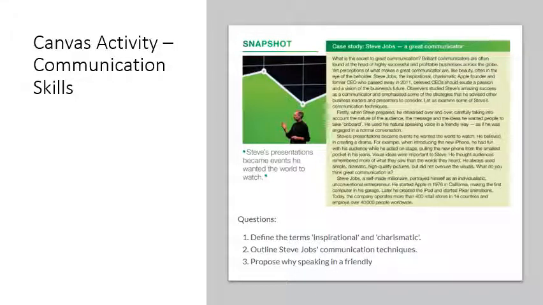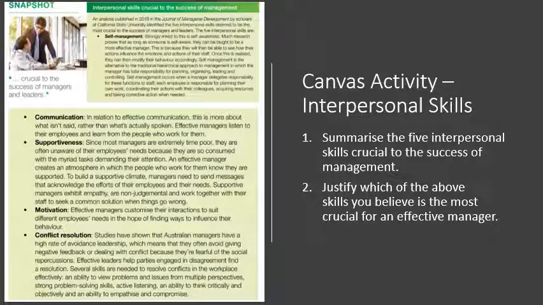So with this Canvas activity, we're looking at communication skills, and we're looking at Steve Jobs as an example. So I'll get you to read that and then answer the 3 questions at the bottom. So define the terms inspirational and charismatic, outline Steve Jobs' communication techniques, and propose why speaking in a friendly way is important.